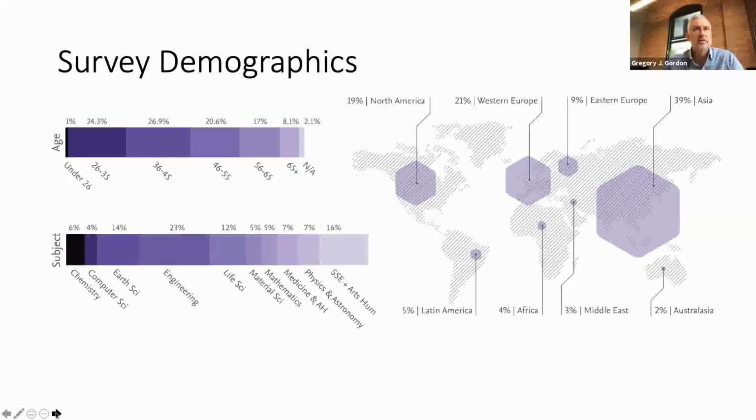Now in the subject area, engineering led, but the social sciences, arts and humanities, and economics were then the second highest group. So there's a very strong representation of the social sciences and humanities here. In fact, 310 of the 2,055 respondents are from the social sciences and humanities. So a very good representation. And as you can see from the chart on the right, pretty representative, a little bit heavy in Asia, but a pretty representative worldwide set of responses.